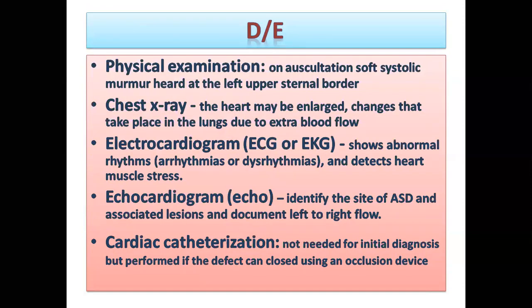Moving on to diagnostic evaluation. First and foremost is the physical examination. On auscultation, we can hear a soft systolic murmur at the left upper sternal border. There is a soft systolic murmur where the mixing of the blood is taking place, where, due to excess pressure in the heart, you can hear an extra murmur sound as the blood is escaping or transmitting.